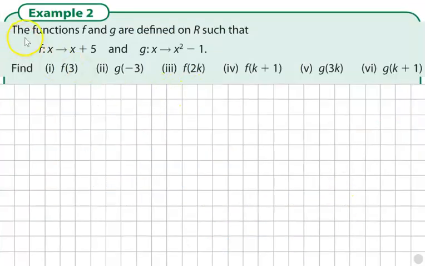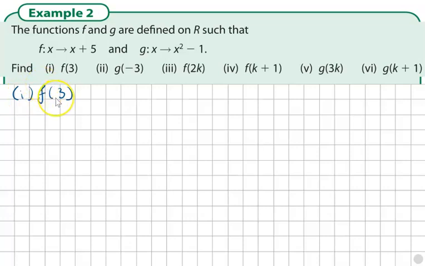Some more examples. The functions f and g are defined on R such that f of x maps to x plus 5 and g of x maps to x squared minus 1. R being the real number set, so all numbers on the number line. Find 1, f of 3, 2, g of minus 3, 3, f of 2k, 4, f of k plus 1, 5, g of 3k, and 6, g of k plus 1.